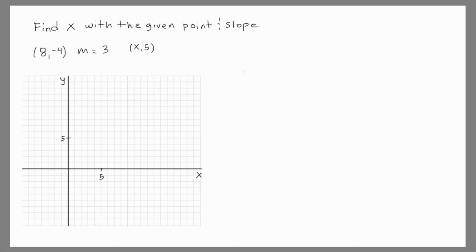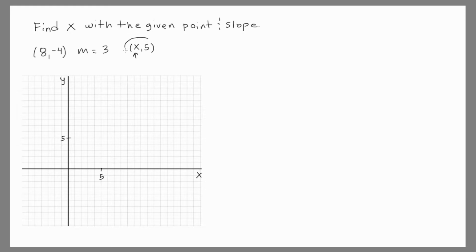In this video, we're going to find x with a given point and slope. So I'm going to show you 3 ways to solve this problem. Now, first of all, they give you a point and a slope, and they give you another point, but only half of the information. They only give you the y piece. As you know, these come in pairs. So how do we do this? How do we figure out this x component?